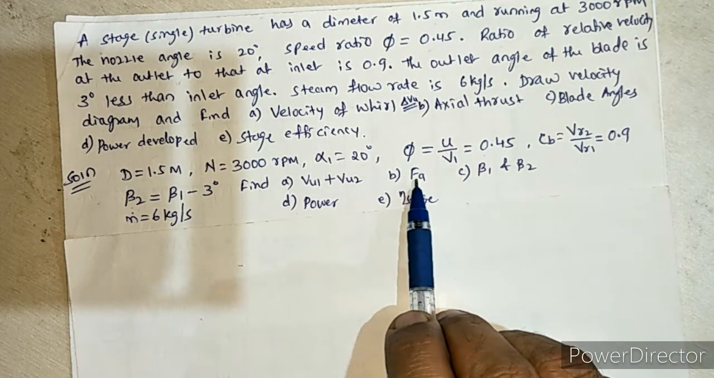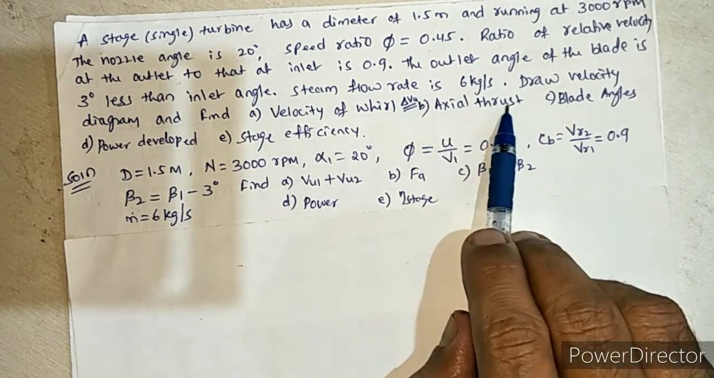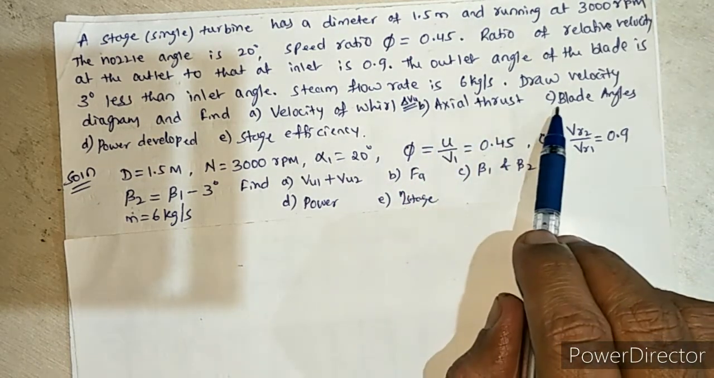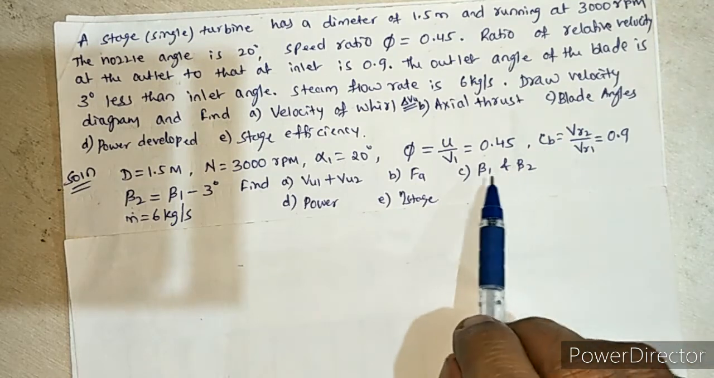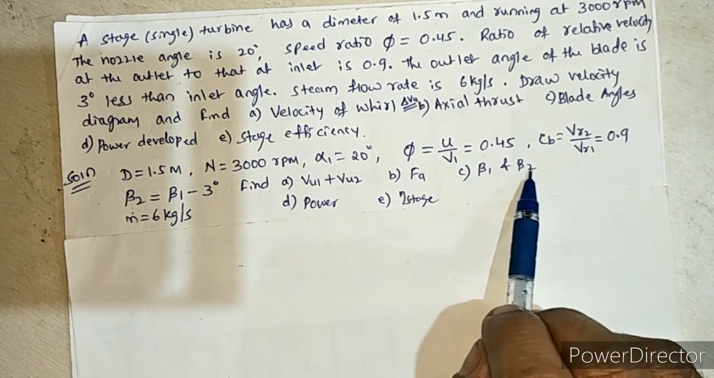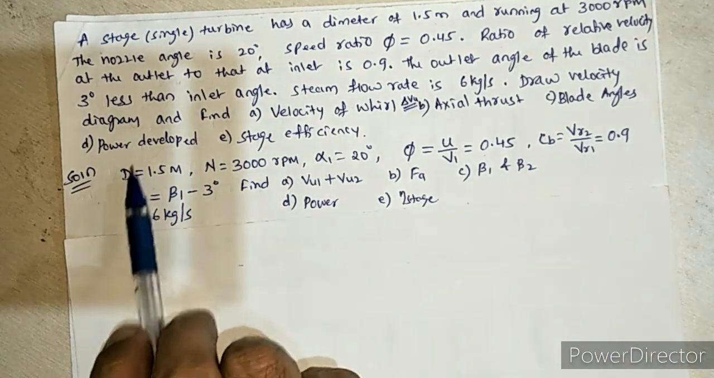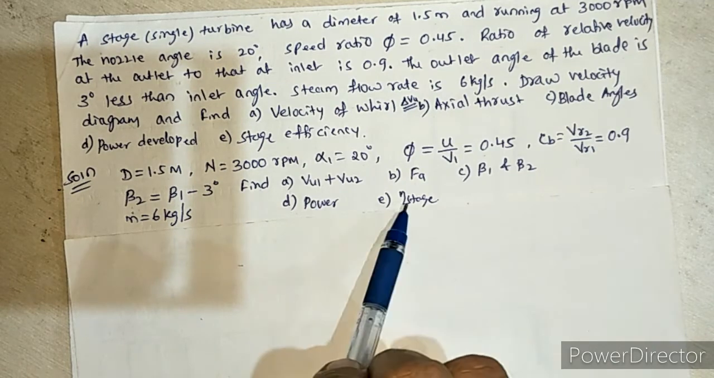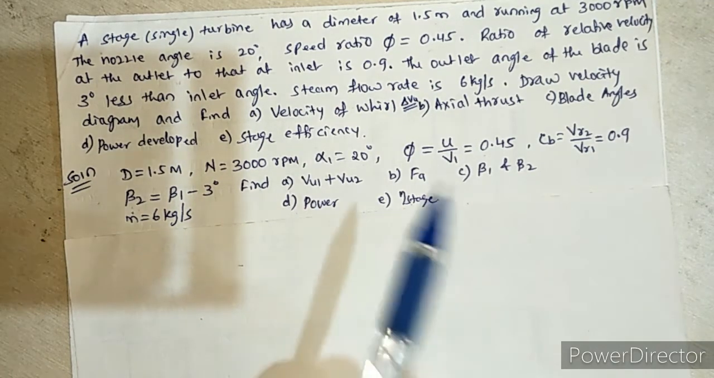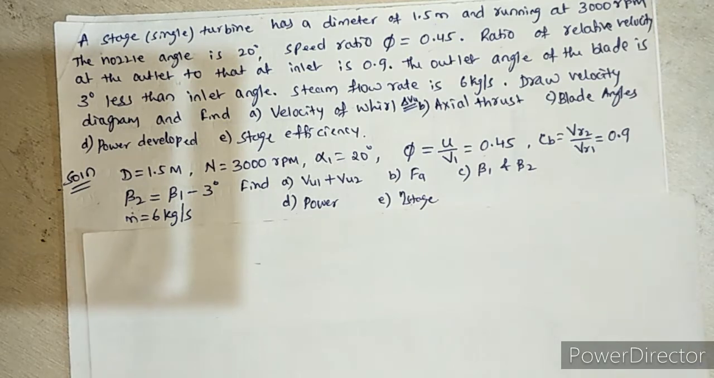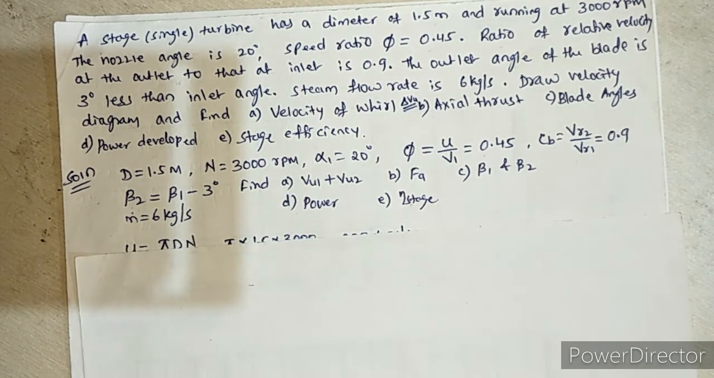FA is the axial thrust, which is to be calculated. Then the blade angles beta 1 and beta 2 are to be calculated. Later on we will calculate the power developed as well as the stage efficiency, or diagram efficiency. We will solve the problem by the graphical method.